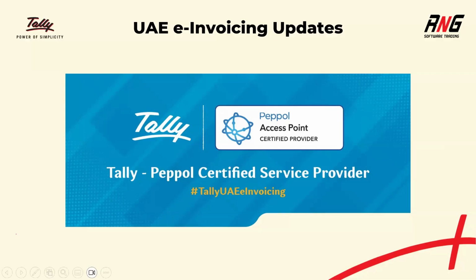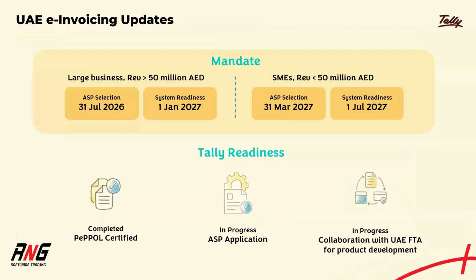Yeah. So UAE e-invoicing update. As I was mentioning, large revenue businesses with more than 50 million AED revenue, their ASP selection should be before 31st July 2026, and the system should be ready by 1st Jan 2027. And SMEs whose revenue is less than 50 million AED, their ASP selection should be by 31st March 2027, which is next year, and their system readiness should be 1st July 2027.